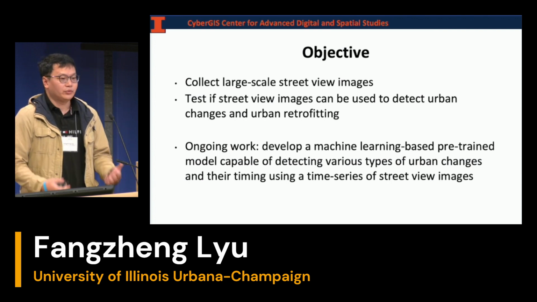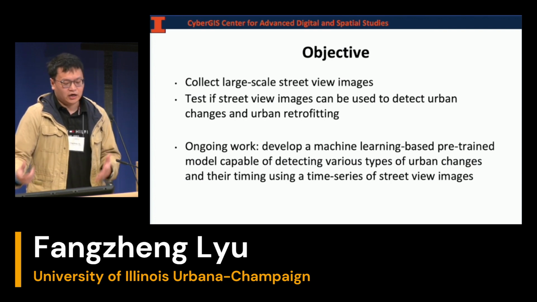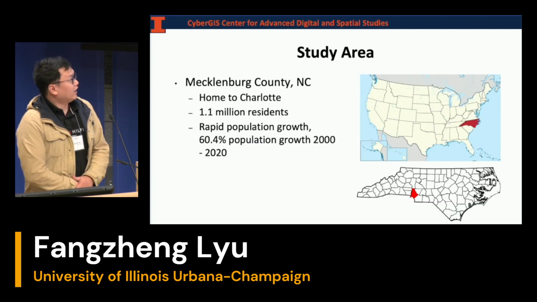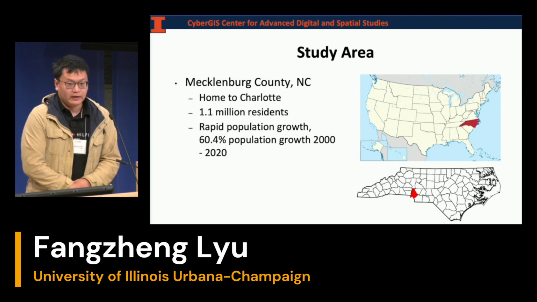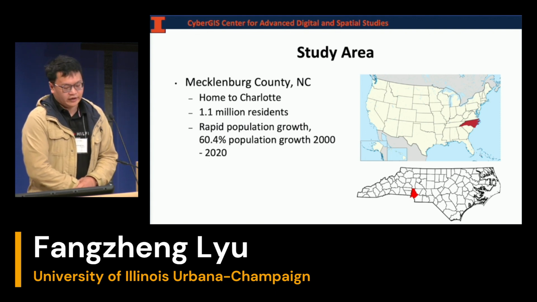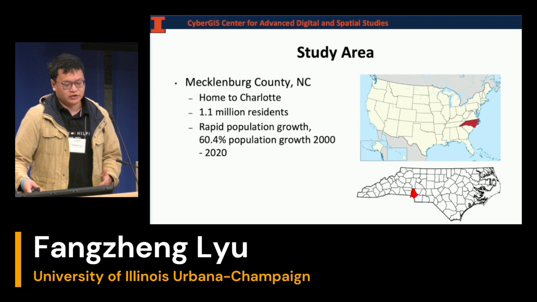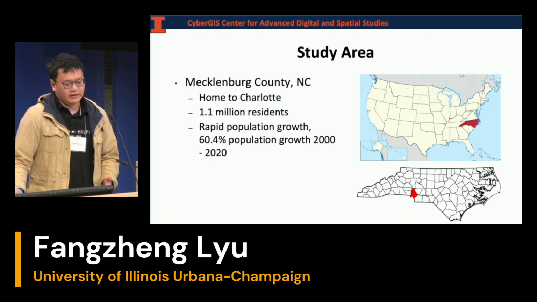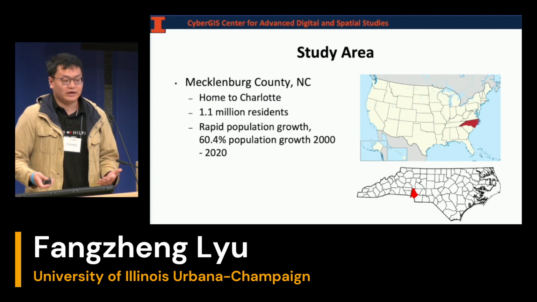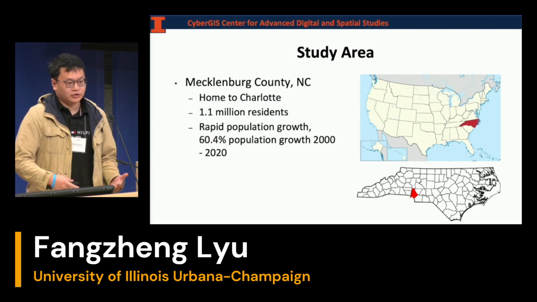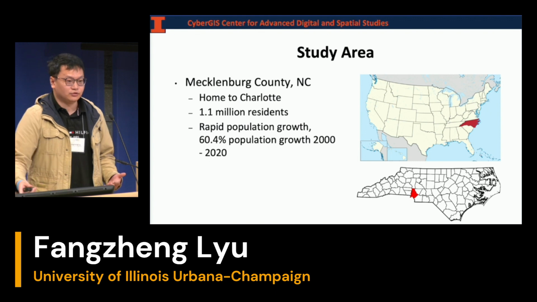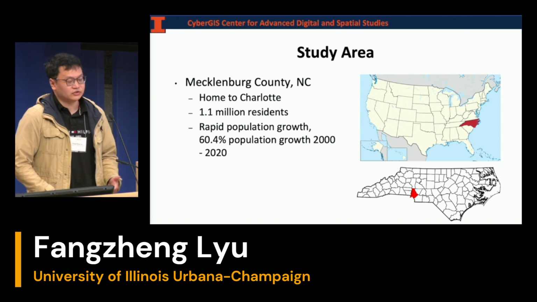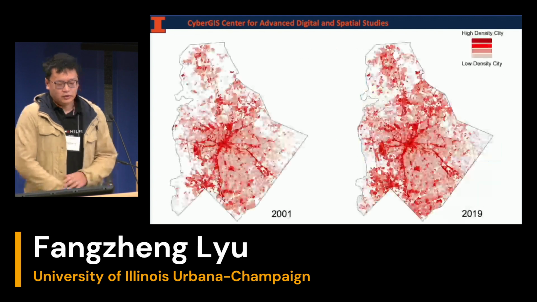The first thing we are doing here is to collect large-scale street view images for these purposes. The study area we chose is Mecklenburg County in North Carolina, which is home to the city of Charlotte. Over 1.1 million people live there, and there has been a very rapid urbanization process. In the past 20 years, from 2000 to 2020, there has been more than a 60% population increase in that county area.